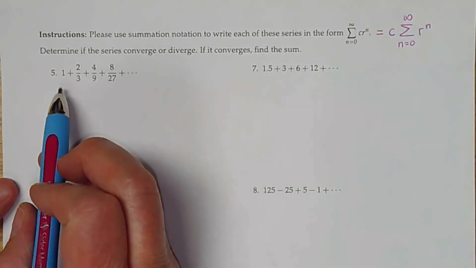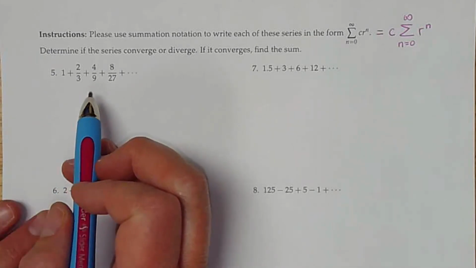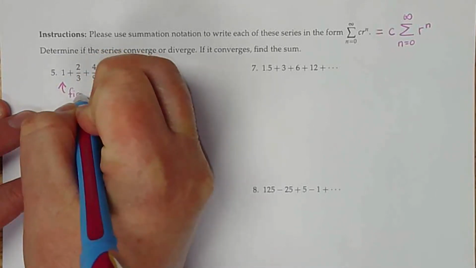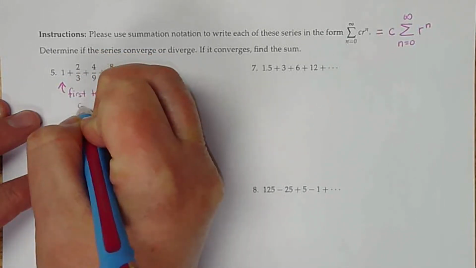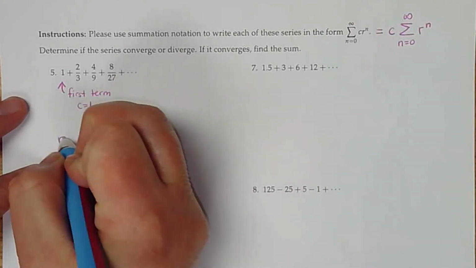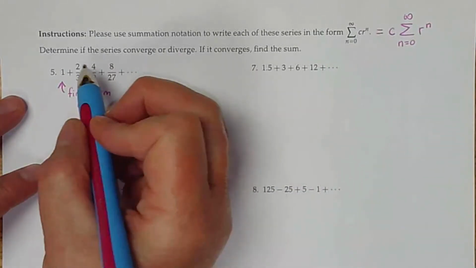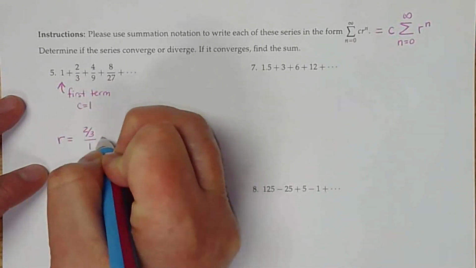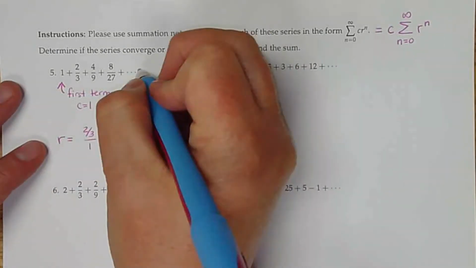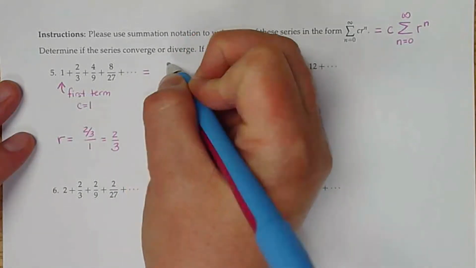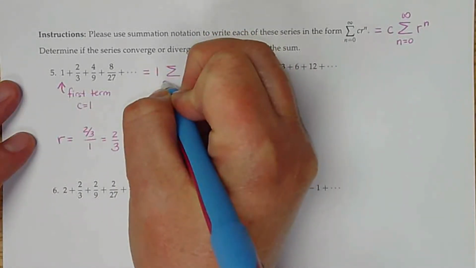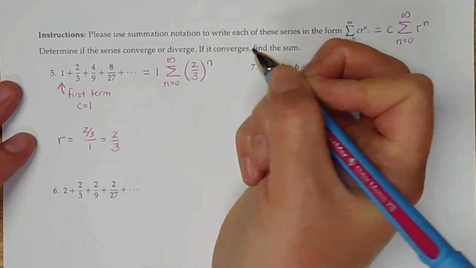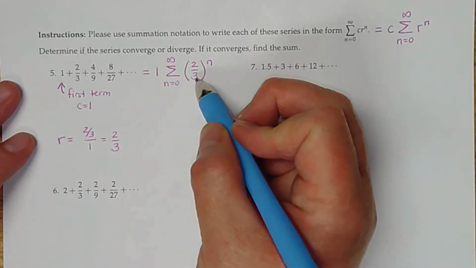Okay, so our first one is 1 plus 2/3 plus 4/9 plus 8/27. This 1 out in front, that's my first term, and so I know that C is equal to 1. And to find R, I can take any two terms that are adjacent and divide them. So I'll do 2/3 over 1, so that tells me that R is equal to 2/3. So in summation notation, this is equal to 1 times the sum from n equals 0 to infinity of 2/3 raised to the n.